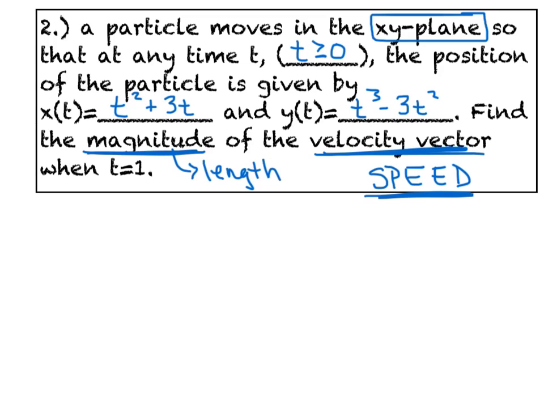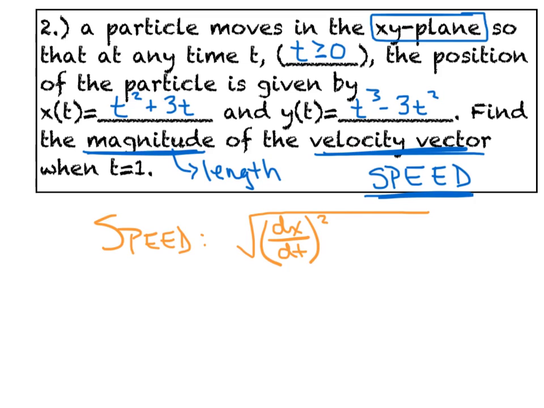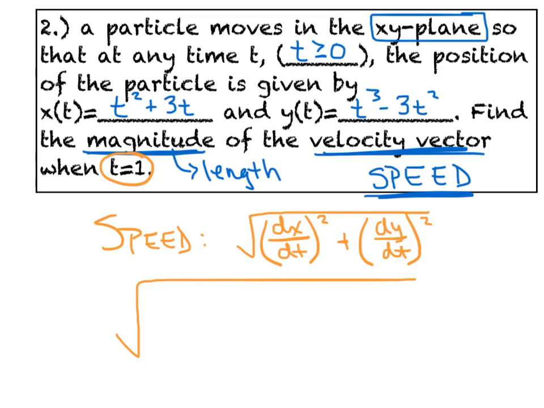So we'll start off with the generic formula for speed. It is the same formula that we use for arc length, except we just don't incorporate the integral sign, so it's going to be dx/dt quantity squared plus dy/dt quantity squared evaluated at the moment when t equals 1. So here we go. Your dx/dt is simply going to be 2t plus 3, not earth-shattering there, I hope. Your dy/dt is going to be 3t squared minus 6t.